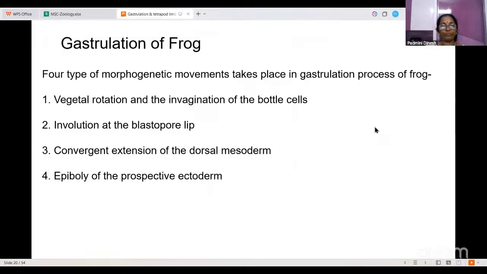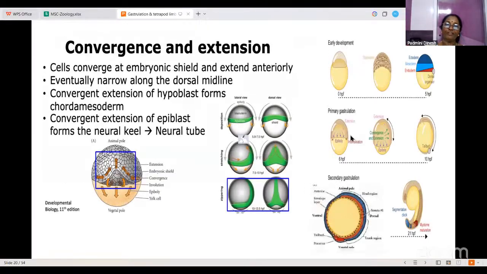Okay, coming to gastrulation of frogs. So that was about fishes, how they are going to be formed. So you have the head region, that is the brain that is going to be formed over there. You have the somites that are going to be formed, and that is the tail region that is going to be formed. So that is gastrulation in fishes.